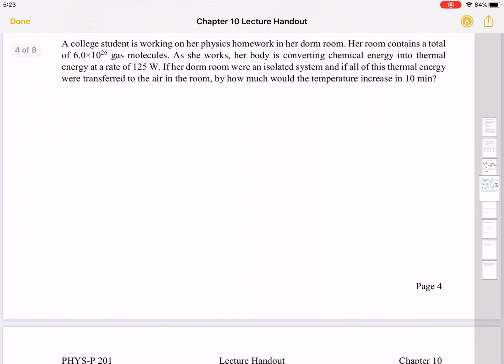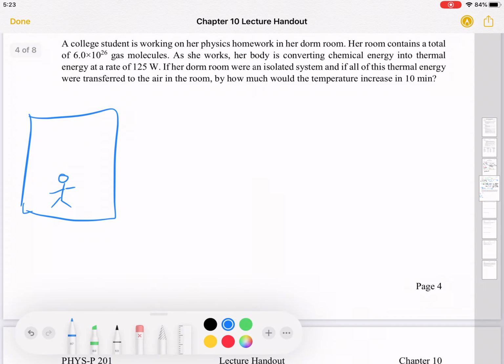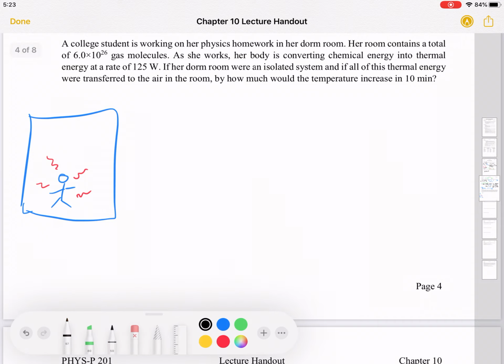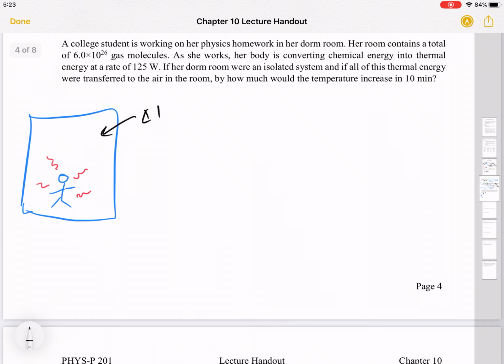Okay, so we have a student in a room. There's the room, there's the student in the room. Let's let the room be thermally isolated so it's not exchanging heat with any other system. So she is exhausting heat into the room. And the question is, what is the delta T of the room in 10 minutes?